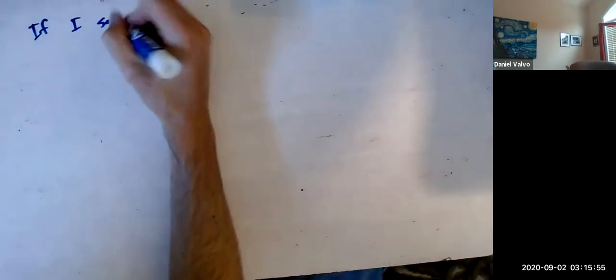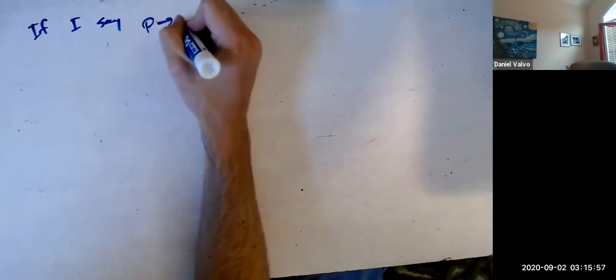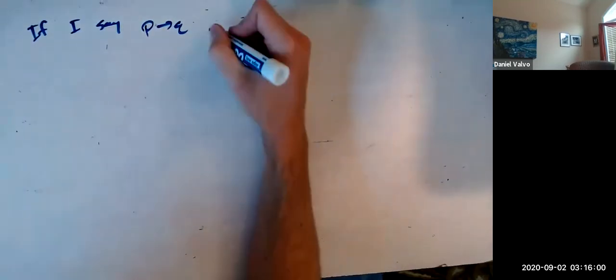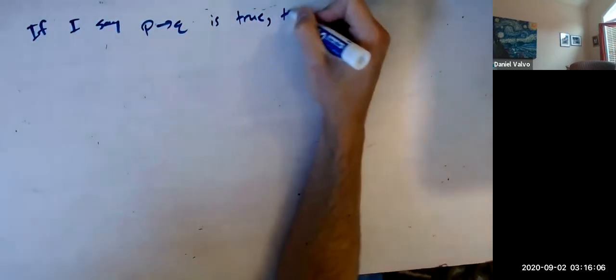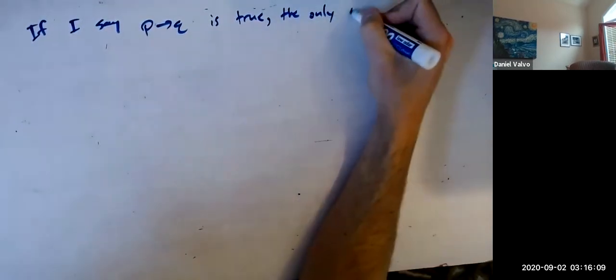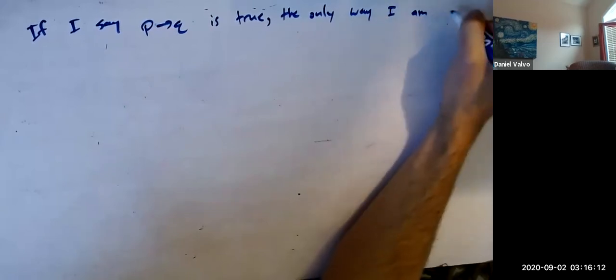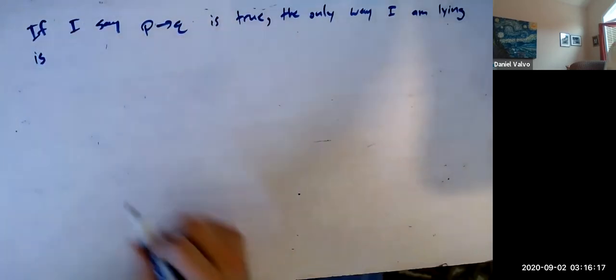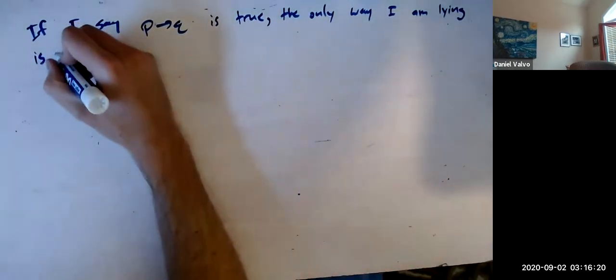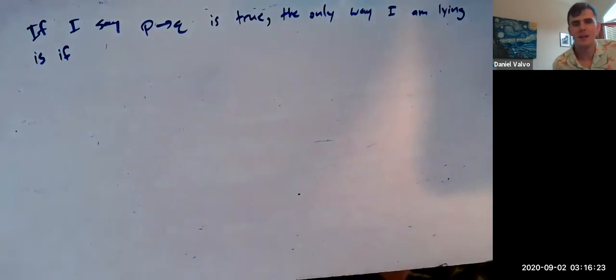So these are if-then statements. Now we can start to play with them, start to do things with them. So let's notice this. If I say P implies Q is true, the only way I'm lying is if what happens?